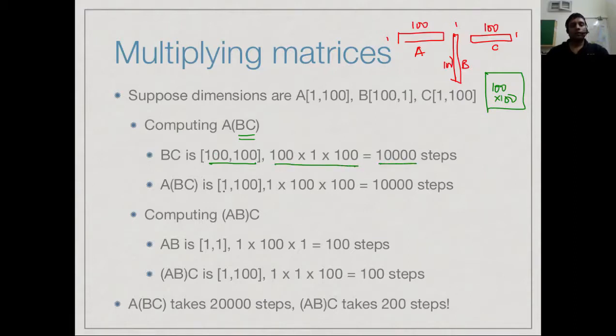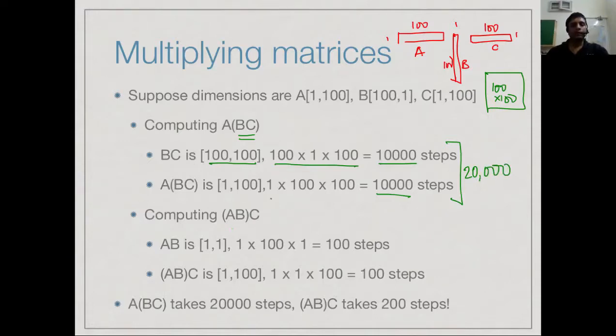Now I have A which is 1 by 100 and BC which is 100 by 100. So I'm going to produce something which is again 1 by 100, but I'm going to take 1 into 100 into 100, because m into n into p is another 10,000. So together this particular sequence requires 20,000 steps.